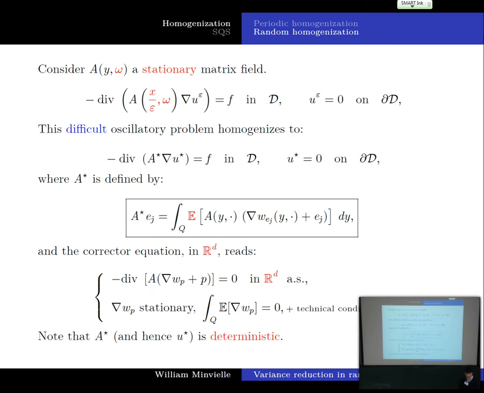And the trouble is that the corrector equation is still posed in R^d, but now there is no way that I can lift it back into a compact space. So this is the corrector equation, and I will spend some time on it because basically this is the problem I will address.